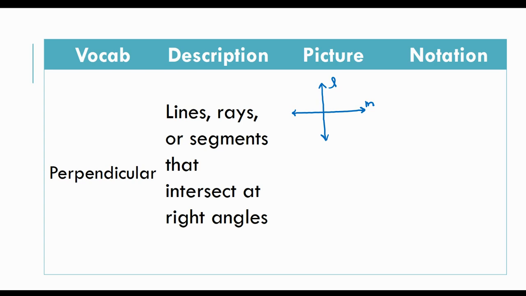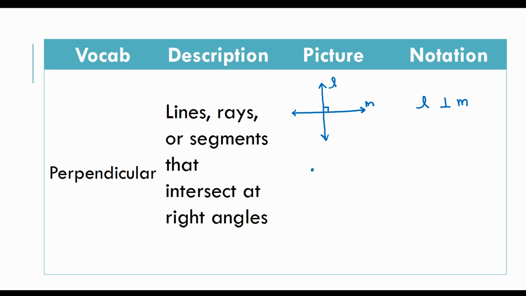But just because I have two lines intersecting doesn't mean they're perpendicular. Perpendicular intersects at right angles. So I would have to know that I have at least one right angle in this picture in order for me to then state with notation that line L is perpendicular to line M. This is the symbol for perpendicular. It looks like an upside down T, and you could have a little box there that indicates that you have a right angle.